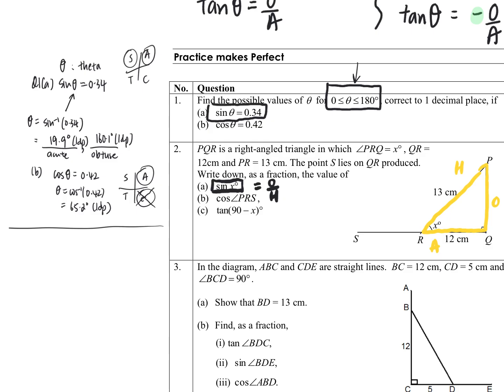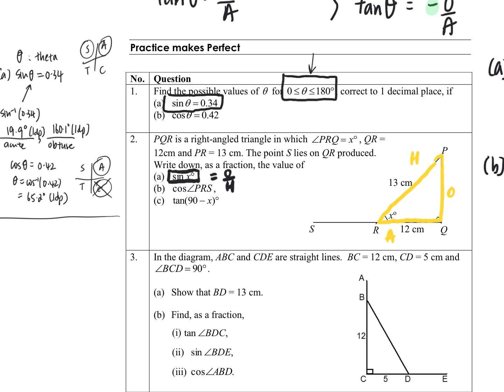So this is H, A, O. Before I can do O over H, I need to use Pythagoras theorem to find O first. So it will be 13 squared minus 12 squared, square root. What is that? 5. Since I know this length is 5, the sine ratio here will be 5 out of 13. That's all. Don't go and find the angle x. I only want the ratio. So give me 5 out of 13. That's part A's answer.